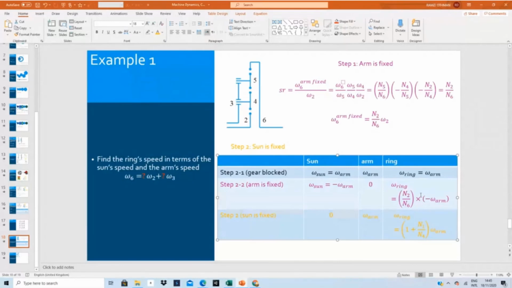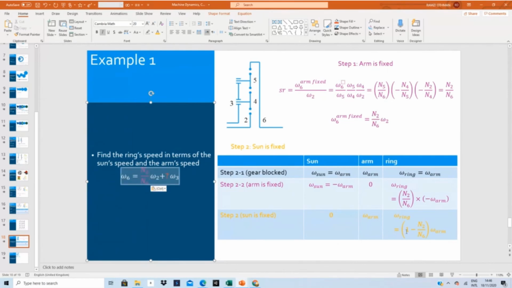And here, if I take omega arm as a factor, it will be one minus N2 over N6. So it will always be the opposite of this one: minus N2 over N6 times omega r. And the result: I will have N2 over N6 times omega 2, which is what I have from step one, and this factor times omega arm, or omega 3.